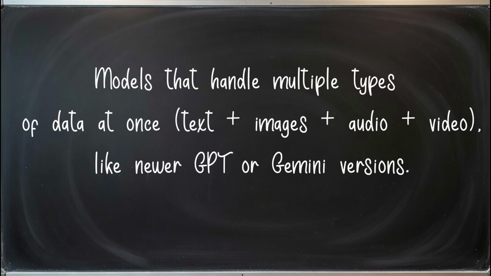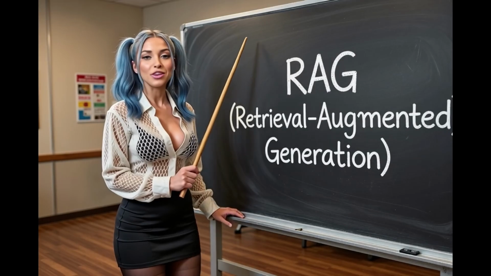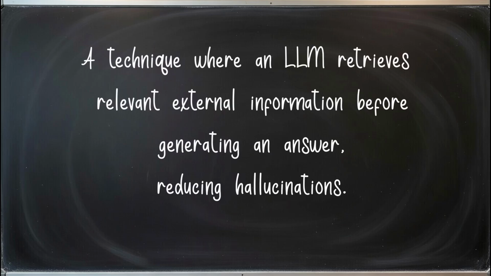Multimodal AI. Models that handle multiple types of data at once, text plus images plus audio plus video, like newer GPT or Gemini versions. RAG, Retrieval Augmented Generation. A technique where an LLM retrieves relevant external information before generating an answer, reducing hallucinations.